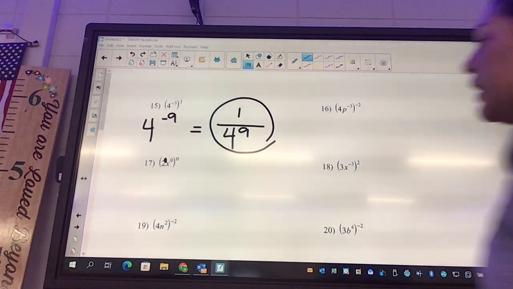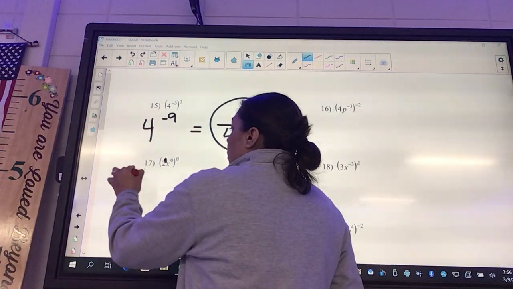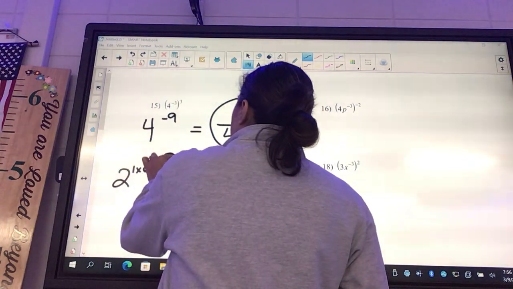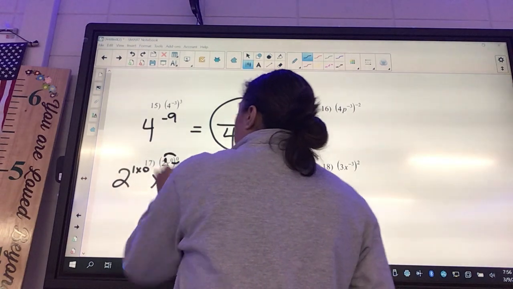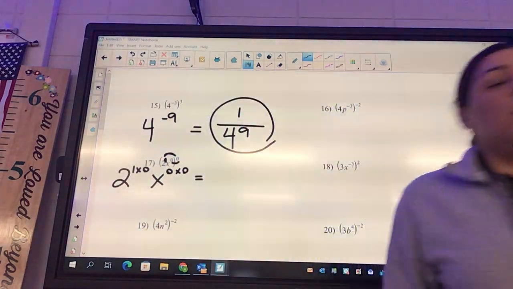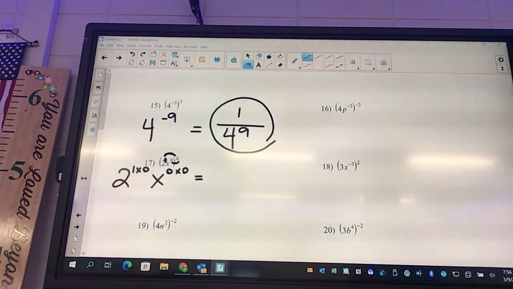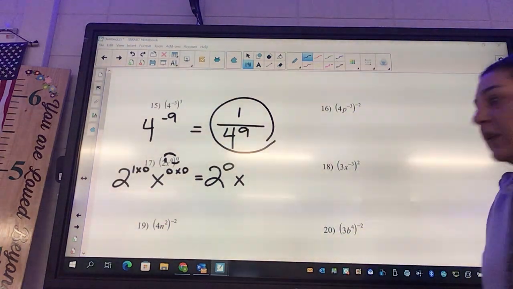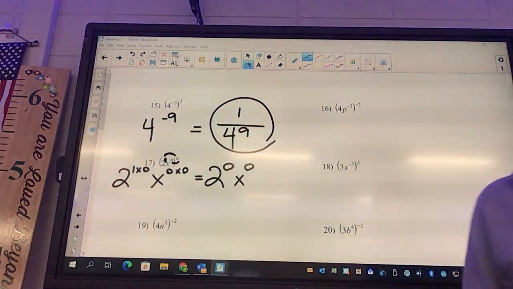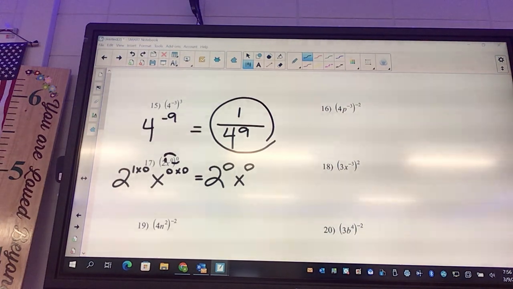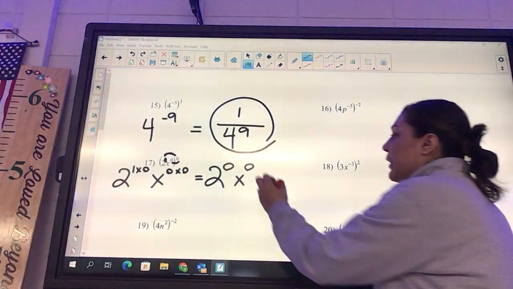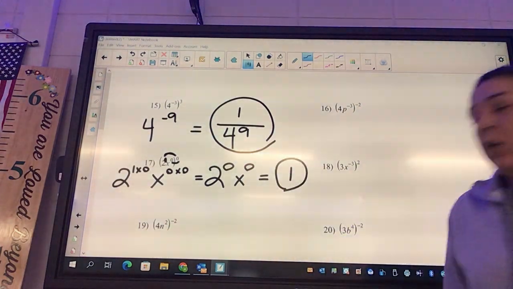But the rule is still the same, so it's going to be 2 to the 1 times 0. You have to put these two together. And then you're going to have x to the 0 times 0. Well, what's 1 times 0? 0. So you're going to have 2 to the 0, and then we got x to the 0 times 0, which is 0. So our answer is going to be 1. 2 to the 0 is 1, x to the 0 is 1, and then you would multiply them. That one's a little trickier because of the 0, but our answer ends up being 1.